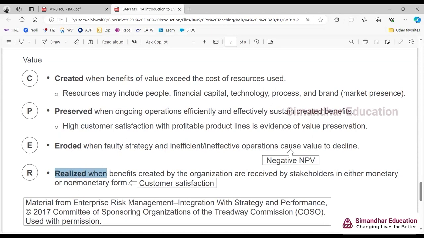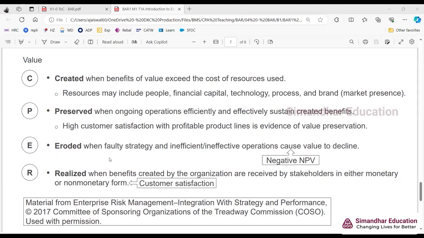Now I'll give you an example and you tell me which of the four it falls under. The company launched a new product and it flopped. No one bought it and the company was not able to reap any benefit out of it. You can write the short forms, CPER, because I know that people don't like full forms while writing answers. What will be the scenario here? Correct, it will be value erosion, because the new product we launched failed.